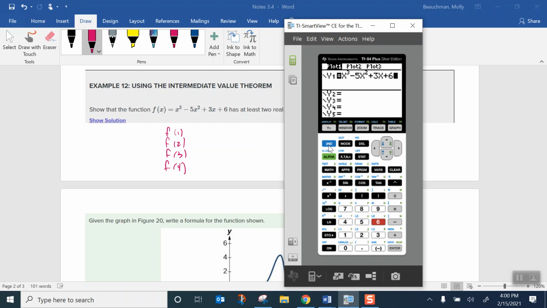So if you haven't used this before, you can go to table. I want to put the values in myself. There's a table set where you can set it to ask for the independent variable. That way when you go to the table, you can put in only the values that you want. So I want to put in a 1, a 2, a 3, and a 4. So the values that come out are 5, 0, -3, and 2.